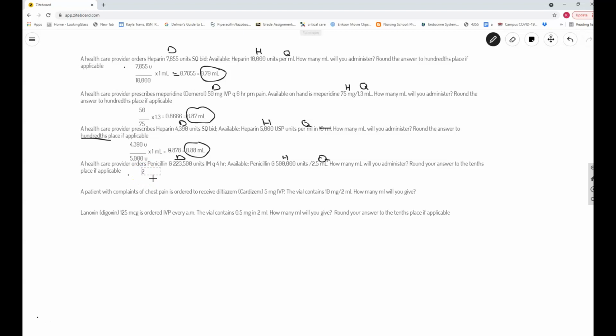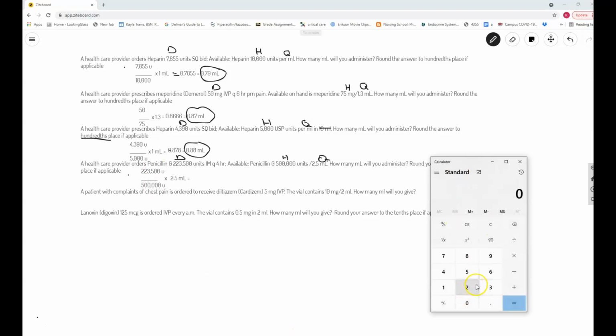So I have 223,500 units over 500,000 units times 2.5 milliliters gives me, let's put it in the calculator again. I'm not good enough to do math in my head at those numbers. Divided by 500,000 times 2.5 gives me 1.1175.